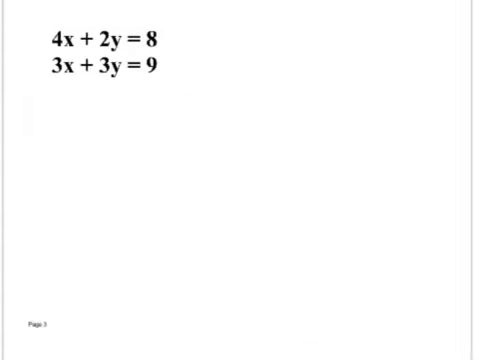Write this down. We have 4x plus 2y equals 8, and we have 3x plus 3y equals 9. There is nothing I can multiply one side by to be able to eliminate the other side. So what we have to do is multiply both of the equations by something. Hold on, but what you have to do is decide which one you want to eliminate, x or y. Cameron, which one do you want to eliminate? I want to eliminate x.